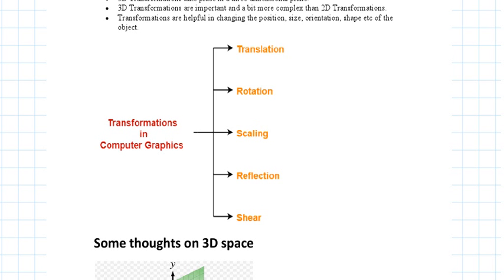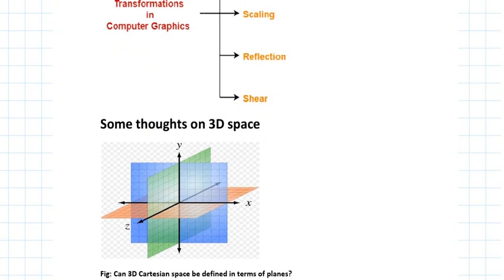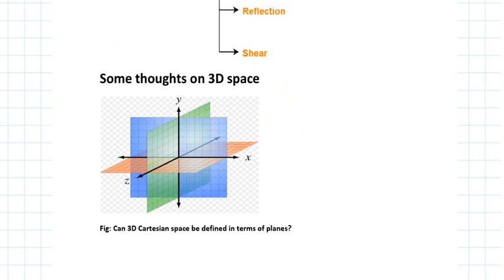Before diving deeper into the mathematical facets of different transformations, let us first try to realize the 3D space itself. Now, 3D space in the Cartesian coordinate system can be represented using three primary axes. Here is your x-axis, here is your y-axis, here is your z-axis.